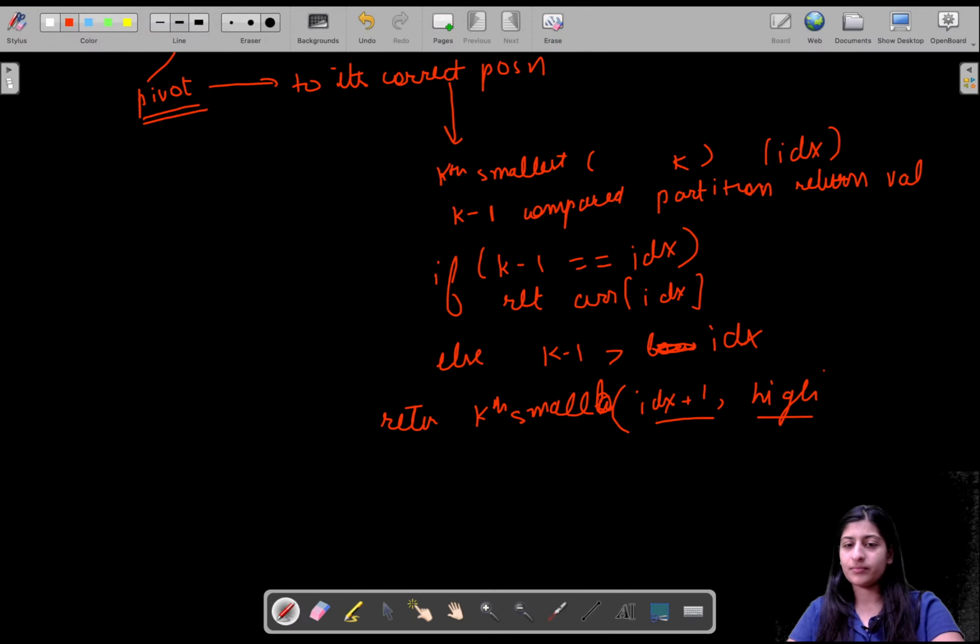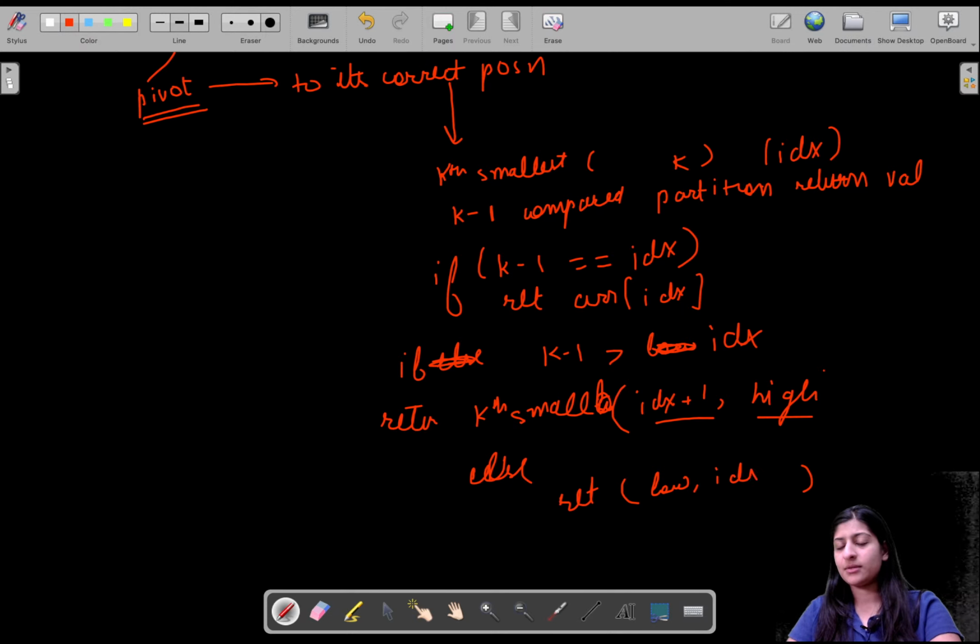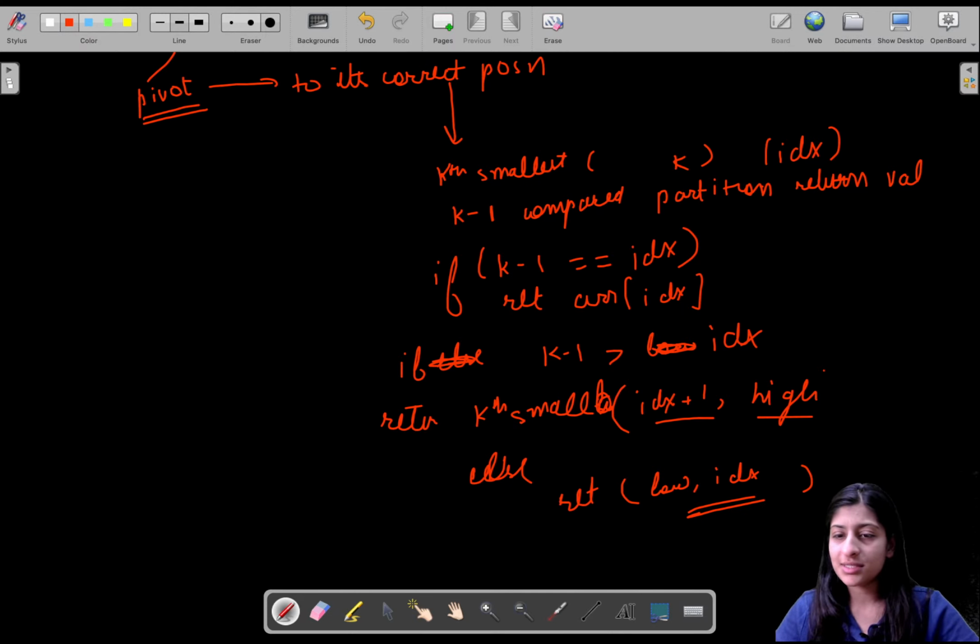In the other case, you can make it if. Otherwise, else, what do you do? You return the same function with the range from your low to idx. That's what you are doing. I hope this is clear.